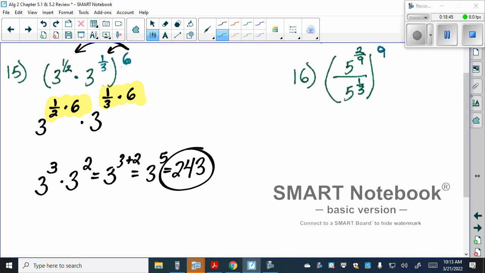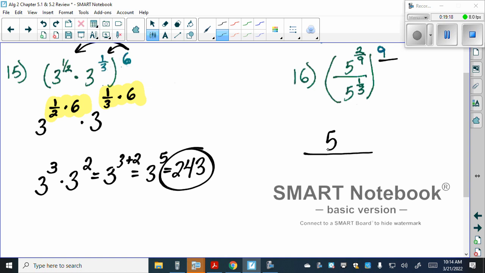5 to the 2/9 over 5 to the 1/3, all to the 9th. Now, since we do have like bases being divided, we could subtract the exponents. So we could subtract 2/9 and 1/3 to see what we get. But it does work out that both of these are to the 9th power. Multiplying 2/9 by 9 would simplify to a whole number. Would multiplying 1/3 by 9 simplify to a whole number? So let's try doing that.